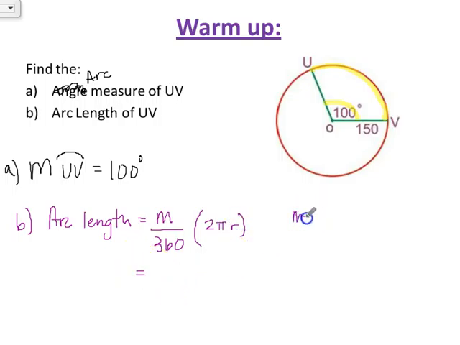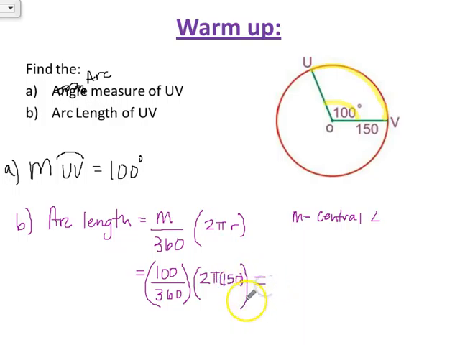Remember, m equals the central angle. That's what m represents. So here our central angle is 100 degrees. We're going to divide that by 360. Then we're going to take that product and multiply it by 2 times pi times our radius, and the radius was 150 degrees. All right, let's go ahead and answer that. We'll leave our answer in terms of pi.